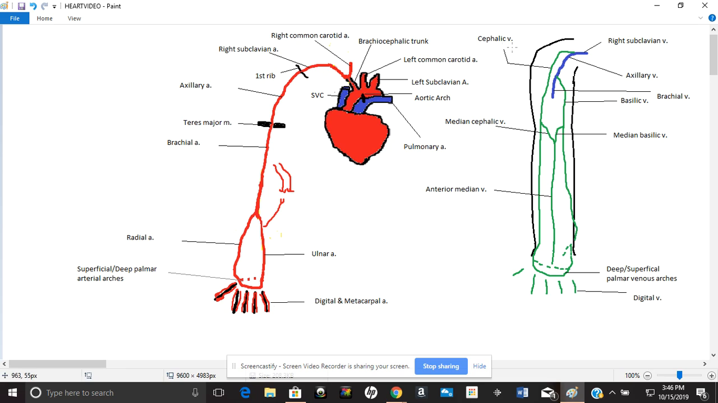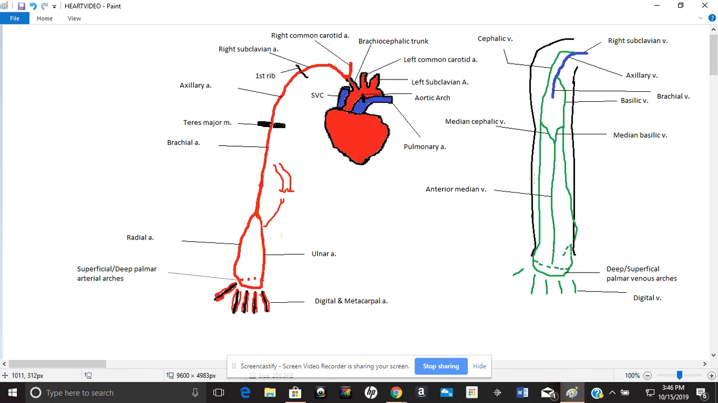Now we have the cephalic vein over here, which is going to join into this right subclavian vein. It is going to do so about where the right subclavian vein turns into this axillary vein. And similarly, this basilic vein going down here on the medial part of the arm is going to come into the right subclavian vein and empty its blood about where the axillary vein becomes the brachial vein.